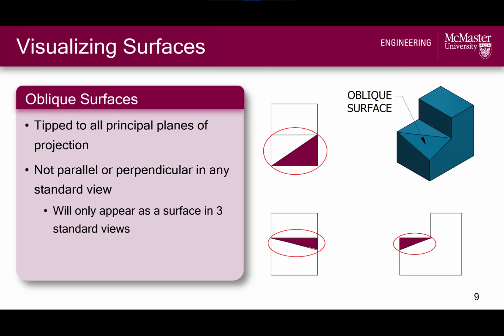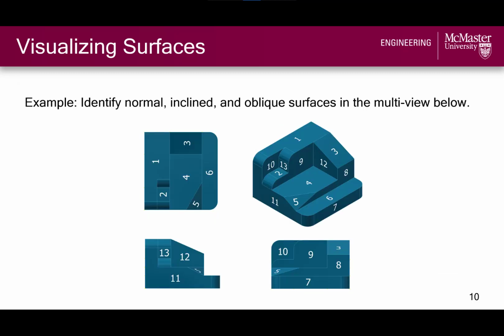Oblique surfaces are named as such because they are tipped or tilted to all the principal projection planes, and because of this, they appear as surfaces in all 3 standard views. In all views, the oblique surface is foreshortened, which can present a challenge for dimensioning, one that we will learn to overcome momentarily. For now, let's practice identifying these different classifications of surfaces with this object.